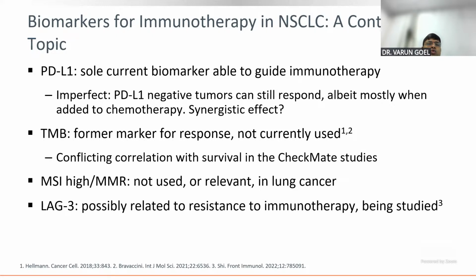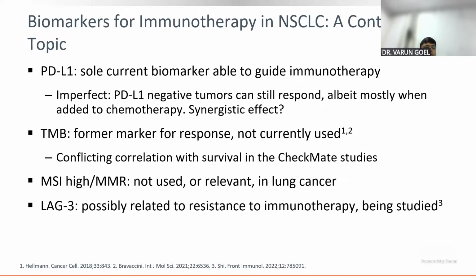So PD-L1 is the sole current biomarker able to guide immunotherapy. Although it is imperfect, PD-L1 negative tumors can still respond. Mostly we have added chemotherapy, which may be a synergistic effect or only because of the chemotherapy. It is still unknown. Others are MSI high or tumor mutation burden. These are former markers for response, but not very routinely used, because most of the time we have seen that if we use immunotherapy on the basis of TMB only, those are not very good results. There is conflicting correlation with survival in CheckMate studies also.